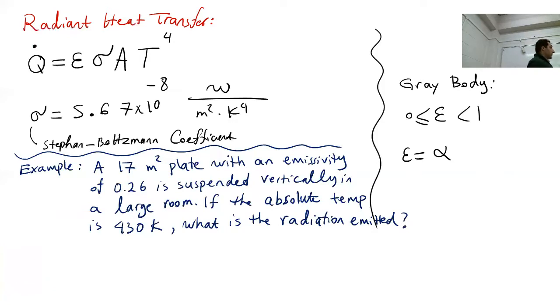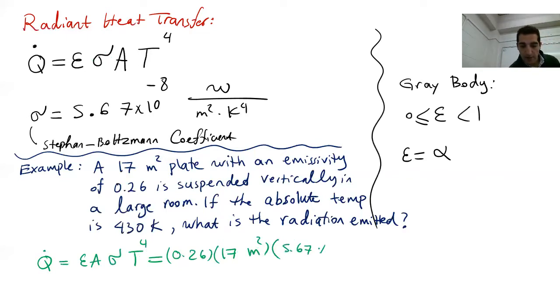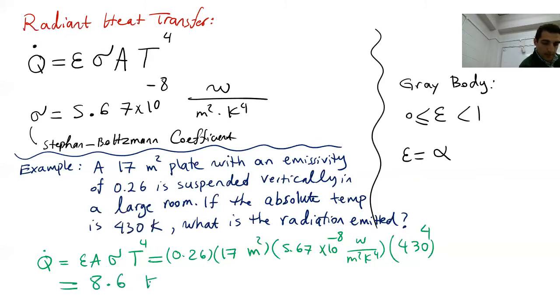We know the surface temperature in Kelvin. If it's not, we should add 273 to the Celsius value to make it Kelvin. We know the area, we know the emissivity, and the Stefan-Boltzmann coefficient is a constant. To find the radiation emitted, I'm simply going to use the equation I have here. Q dot is epsilon A sigma T to the power of 4, which is 0.26, area 17, sigma 5.67 times 10 to the -8 watt per meter squared Kelvin to the 4, and temperature is 430 to the power of 4. So the Q dot in this case is 8.6 kilowatt.